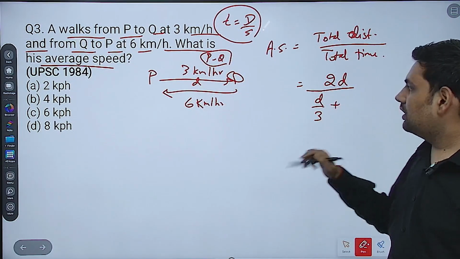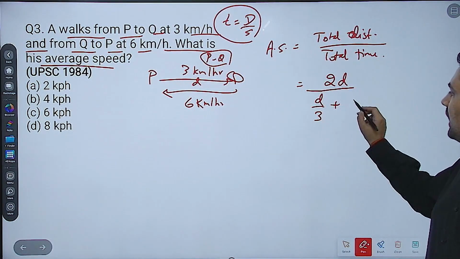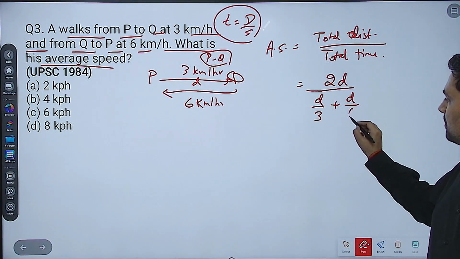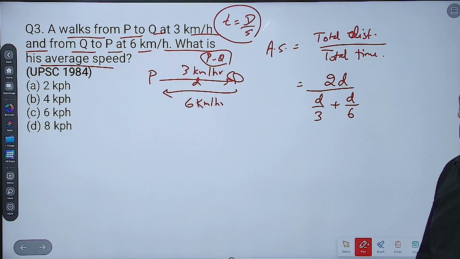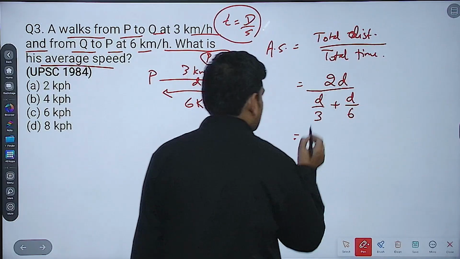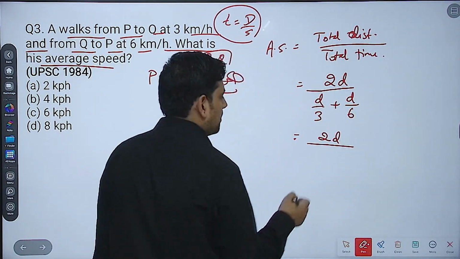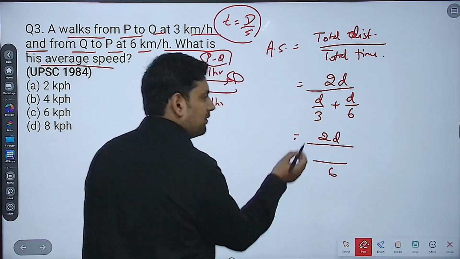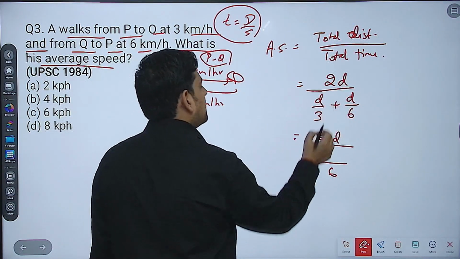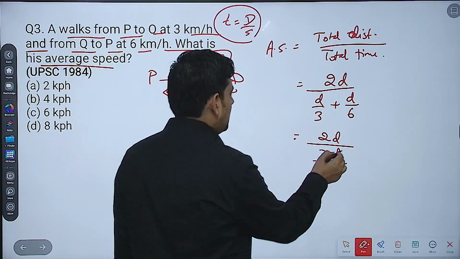Now plus it has to come back also, so that time will be added. Again the distance is d, but now the speed is 6. Correct? So this will give me the answer. How will you do this? You will simply add it. Now this becomes 2d upon 6 as LCM. This will go 2 times 2 plus 1, 3. So this becomes 3d by 6. Now d and d you can cancel out.